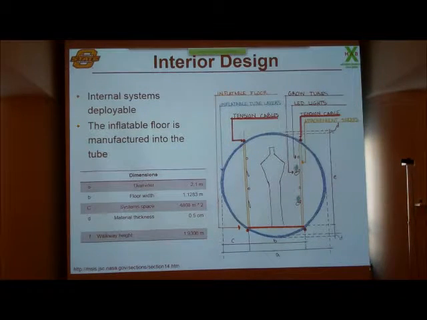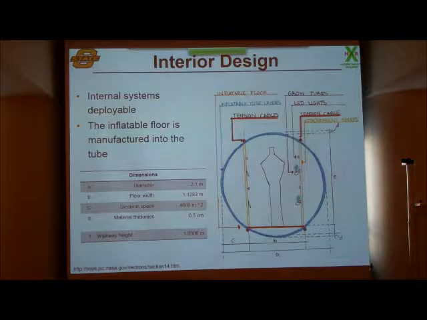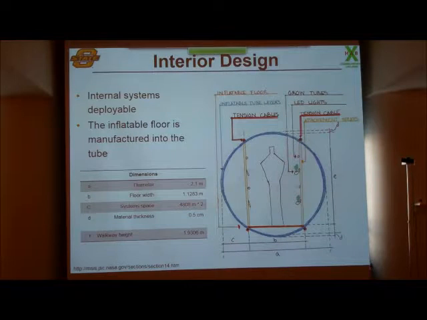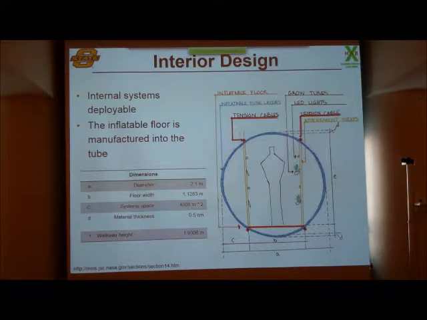This diagram on the right shows where the tension cables will be placed on our structure. So we have four tension cables in total, two on the bottom, two on the top, and they line up with the critical structures on the inside. The inflatable floor can also be seen there at the bottom. It's going to be manufactured into the green wing tube itself.